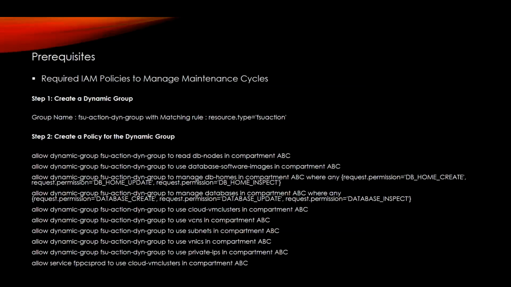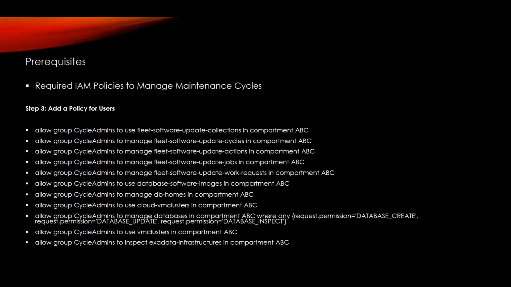Similarly, we also need to have another set of policies for managing the maintenance cycles. As a first step, we need to create a dynamic group with a matching rule as shown in the slides. You can name the dynamic group as you prefer. The matching rule that we specify defines a dynamic group that includes all Exadata Fleet update actions as members. As a next step, we will define a policy for this dynamic group. So the last step is to add a policy to a group which we already created that manages the maintenance cycle. This group in this example is cycle admin, which can be different or same as the group for managing the collection, and it depends on your requirement.